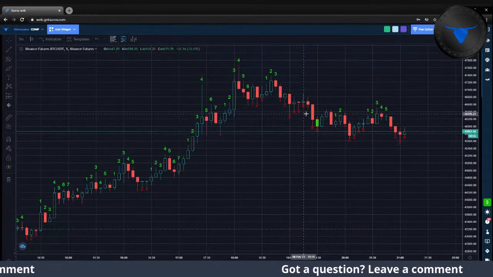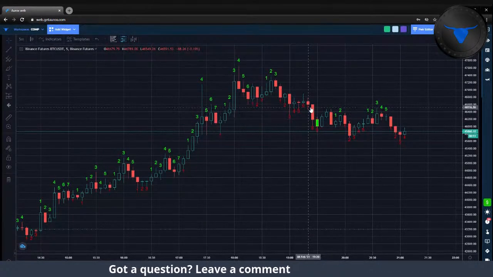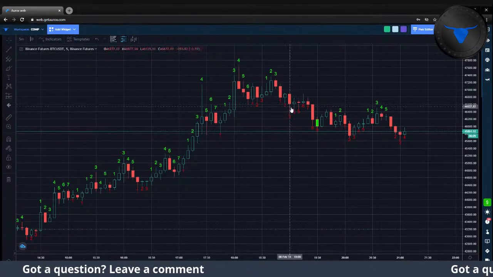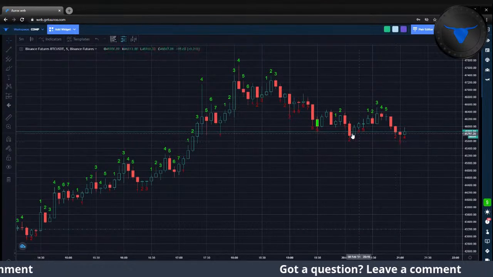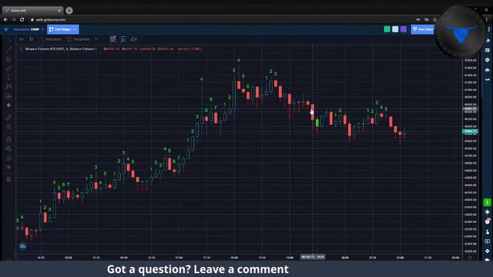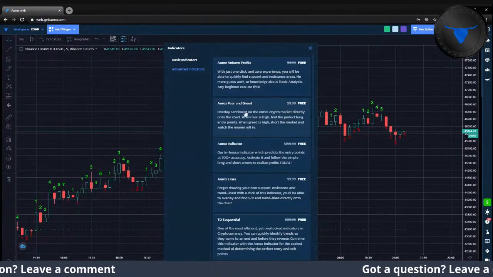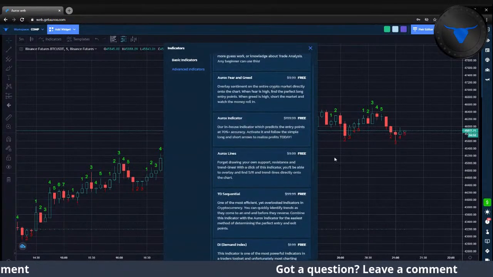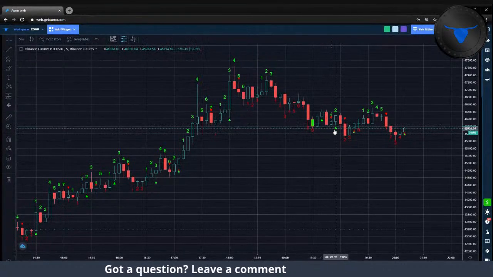Like right here, if you're just looking at TD sequential and you made a long trade here because you had consistent negative momentum, that wouldn't have been profitable. Obviously you'd be upside down right now because you were only looking at one indicator. But if you added something on top of it, like the Aurox indicator here, it's telling you to go long, and then it's telling you to go short.